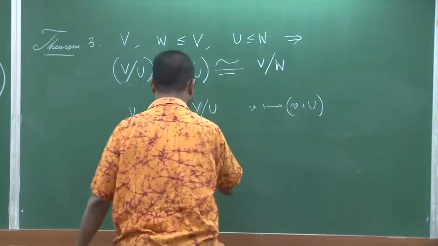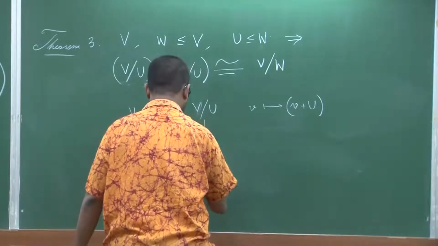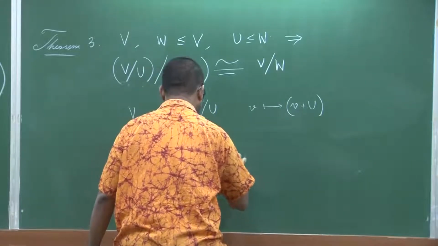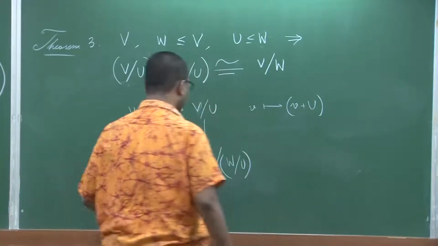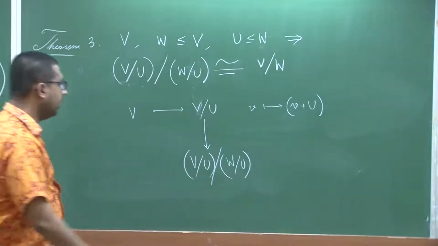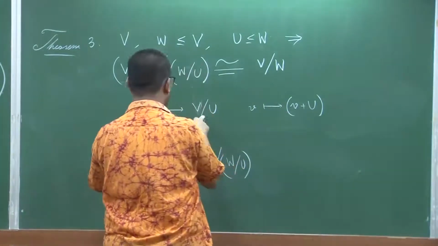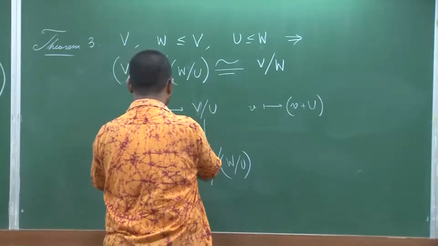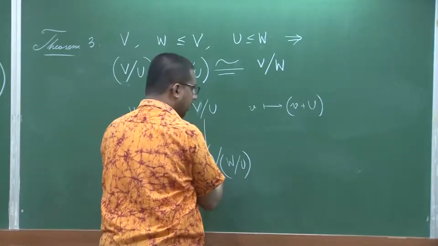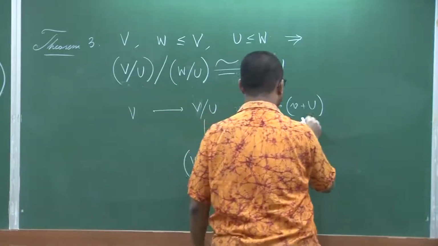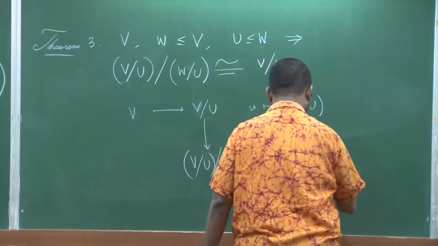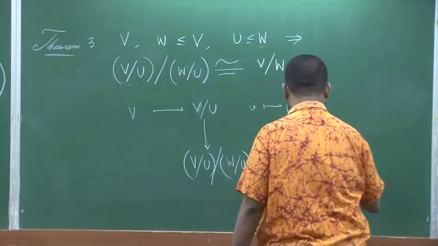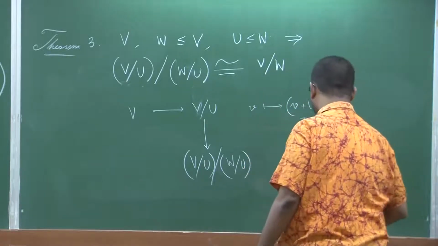Okay. Now, V mod U has this as a subspace, right? So, this is the projection of V to this, and here also you have a projection. So, this element is being mapped to v plus U plus the subspace W mod U. Okay.